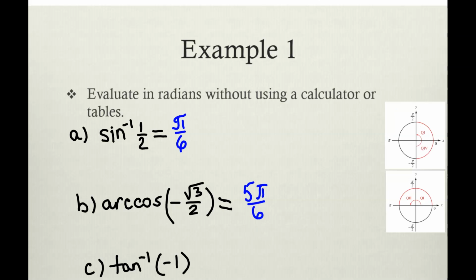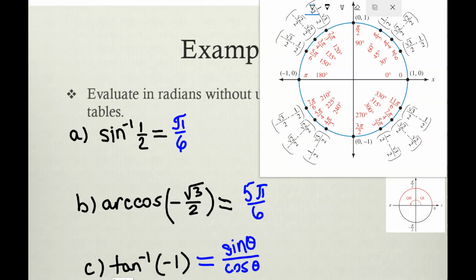Let's do the third part of the problem. Remember, tangent is sine theta over cosine theta. Therefore, in order to get 1, both sine and cosine need to be the same. That will happen at pi over 4, but because it's tangent inverse of negative 1, it will be negative.